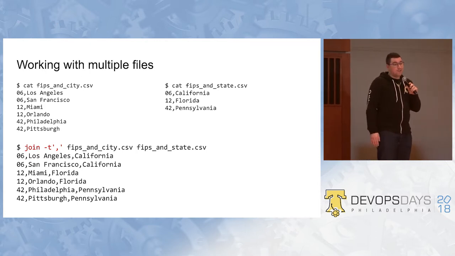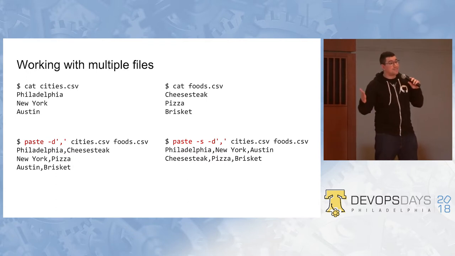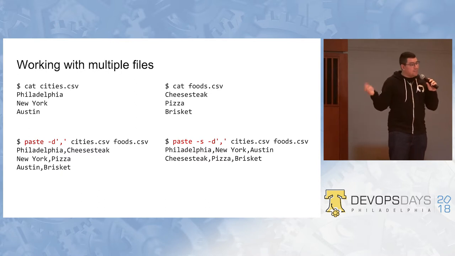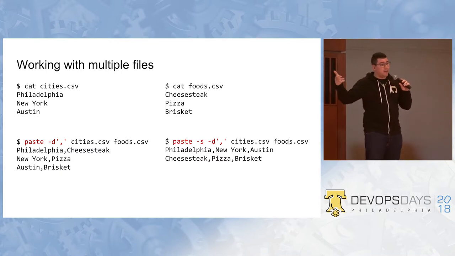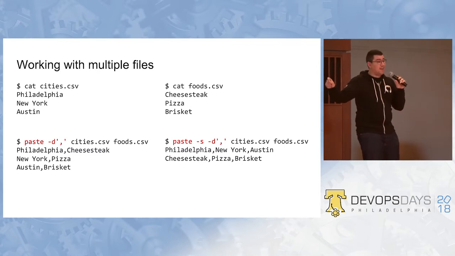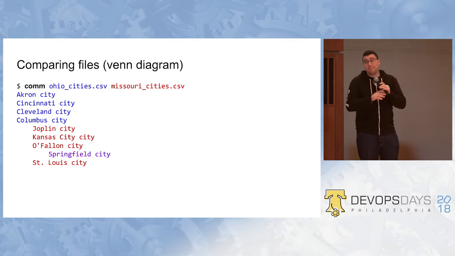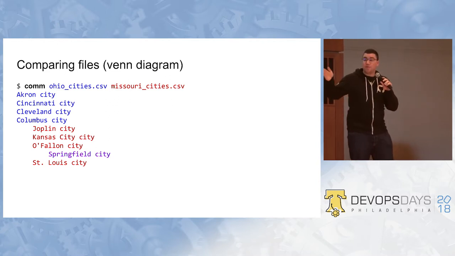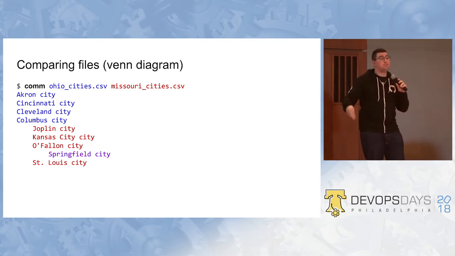There are other ways that you're going to work with multiple files. If I don't have a key column to join on, I can use paste. paste will basically zip two files together. You can use the -s flag to transpose the rows and columns, so you can zip it horizontally together. Comparing multiple files, comm produces three columns of output. First column is lines that are only in the first file. Second column are lines that are only in the second file. Third column are lines that are in both files.